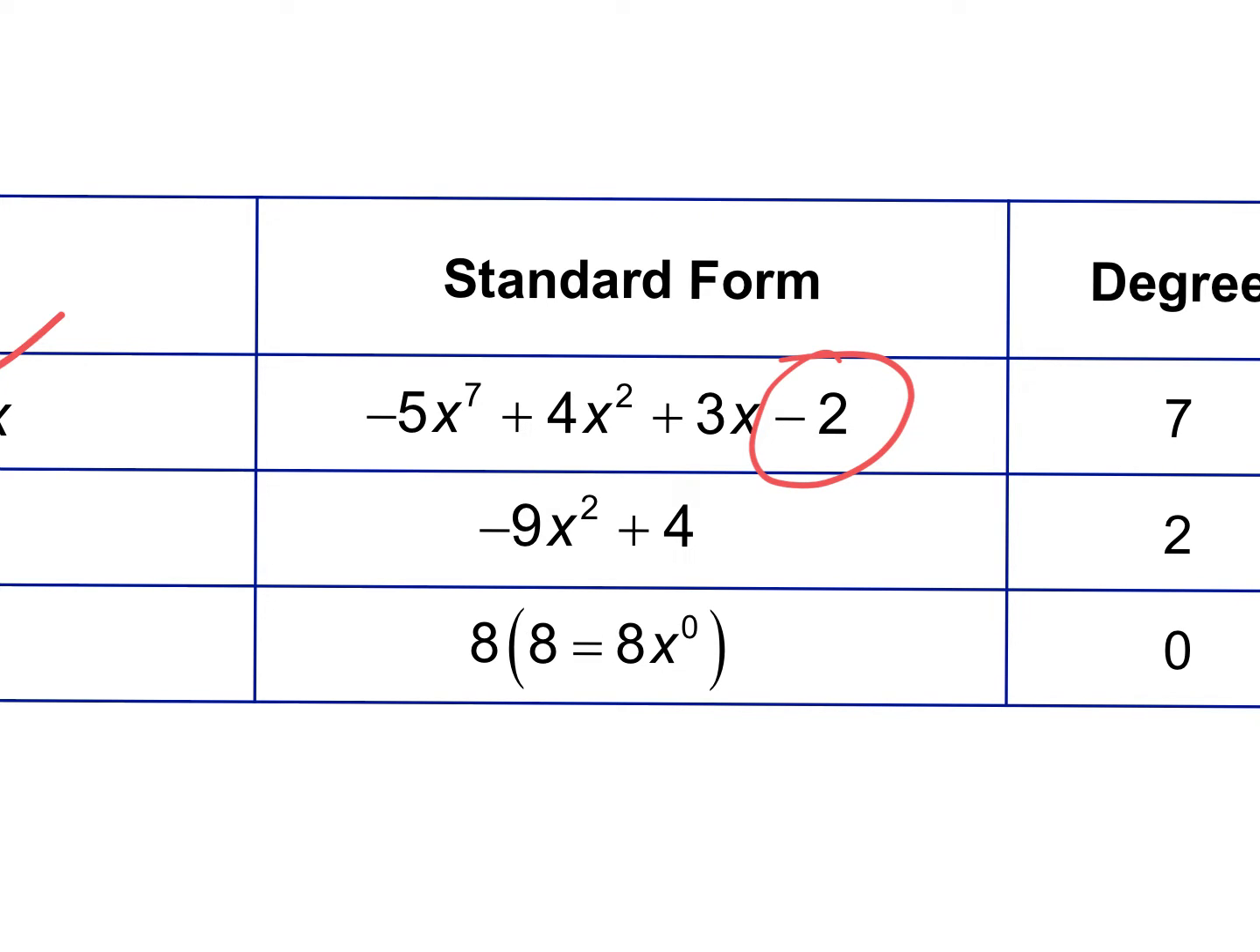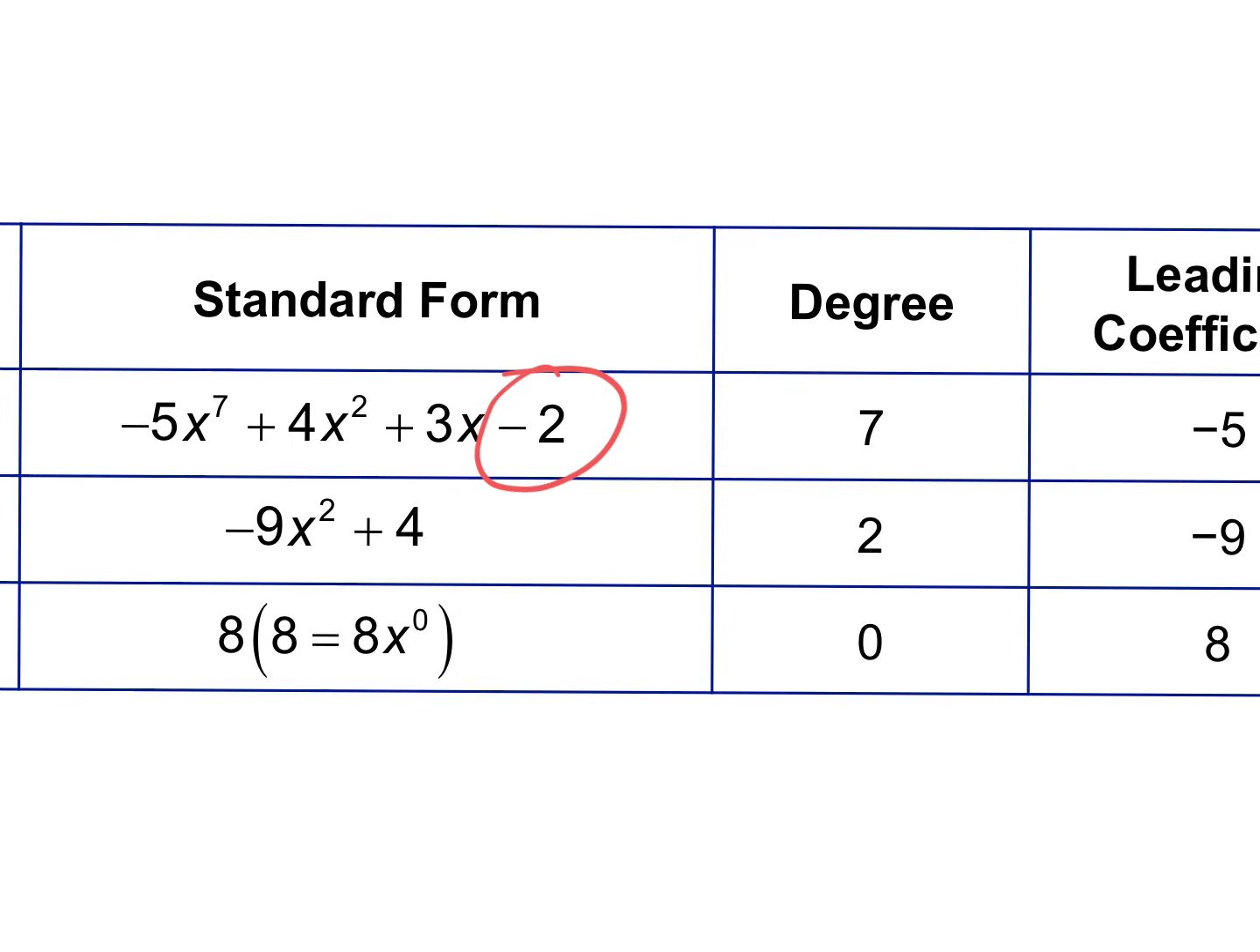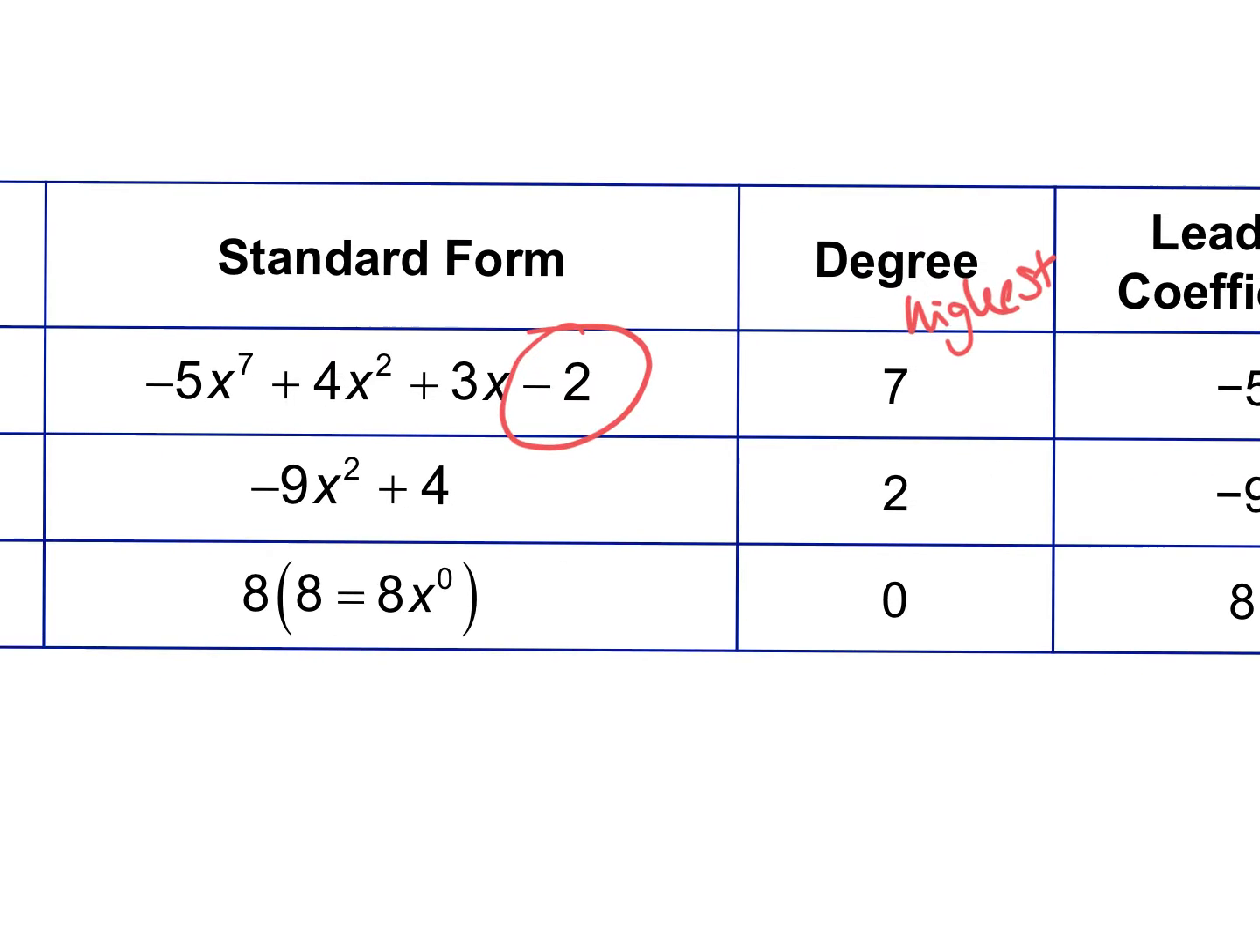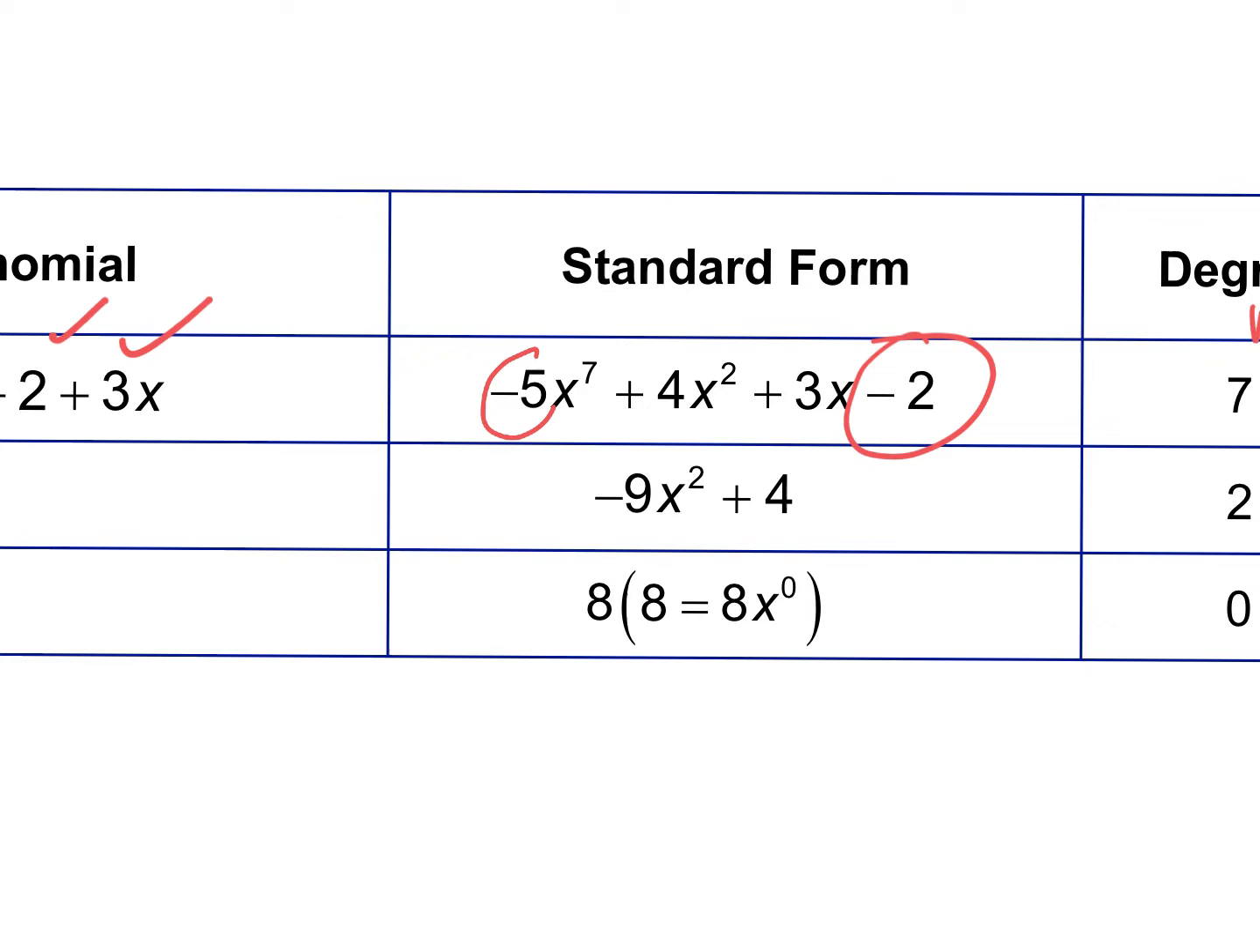So there'll be a question on your quiz that gives you an expression, says, write this in standard form. Tell me the degree. Tell me the leading coefficient. Tell me the constant. Well, the degree is the highest exponent. It's not just any exponent. It's the highest one. And the leading coefficient is the number in front, not the number and the letter. It's just the number. Does everyone understand that?